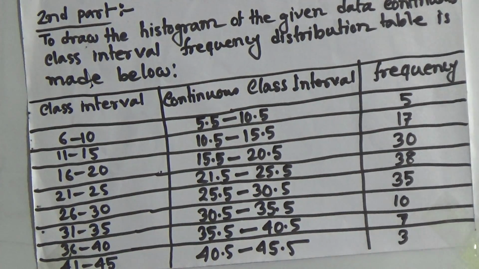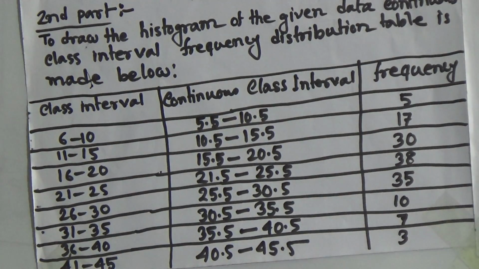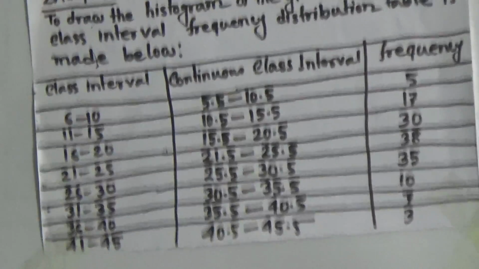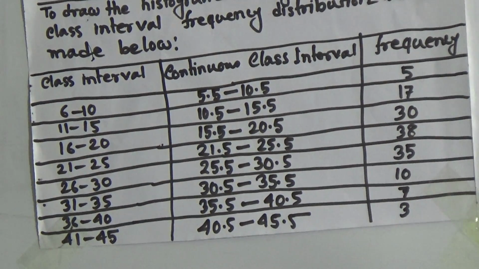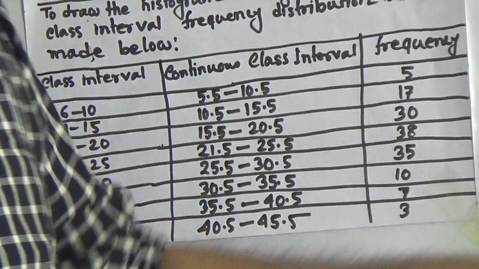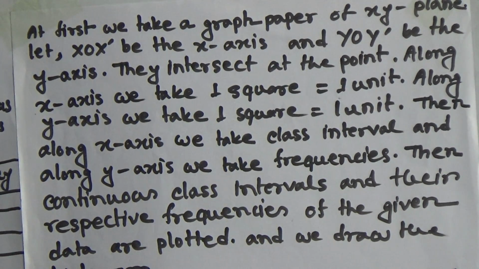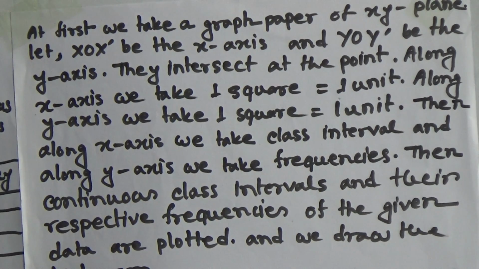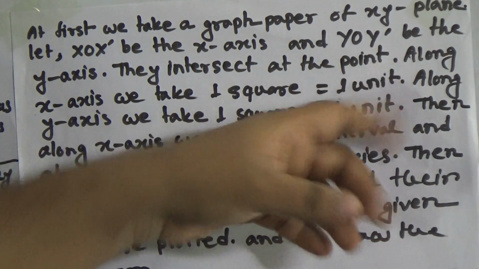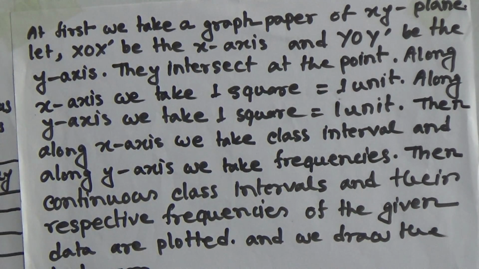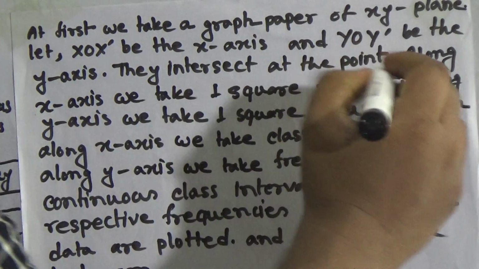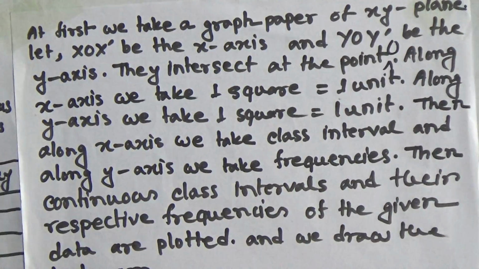My dear student, in our previous class we have already learned how to draw a frequency histogram. So at first we take a graph paper with an xy plane. Here x or x prime is the x axis and y or y prime is the y axis. They intersect at the point O.